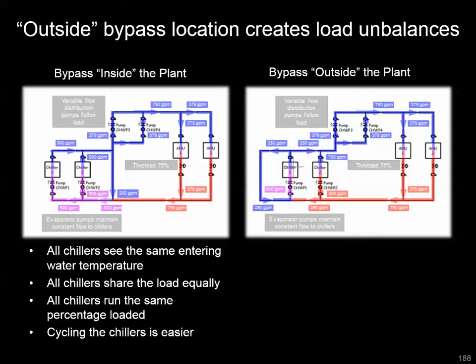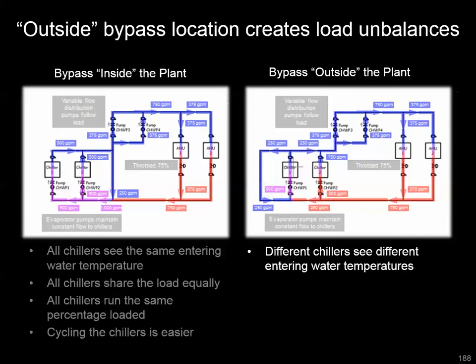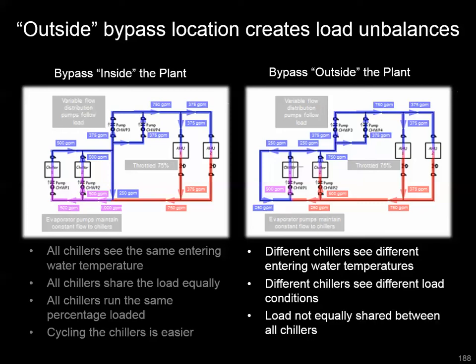And unless it's designed to do that, you're going to have a situation when the bypass is outside the plant where you have different water temperatures going in. They're seeing different loads. The load is not shared equally. And cycling or turning down those chillers is going to be harder to do. So be aware of how bypass location may affect how the load is distributed.